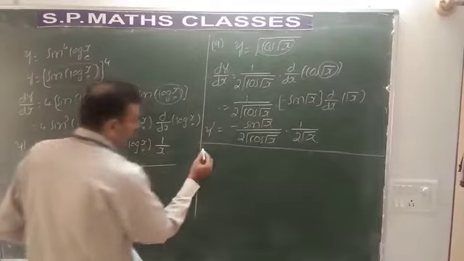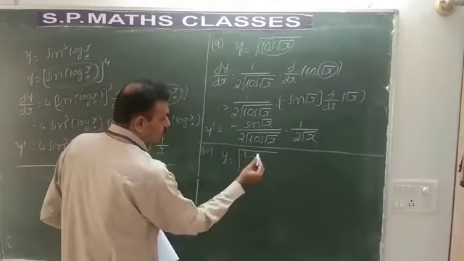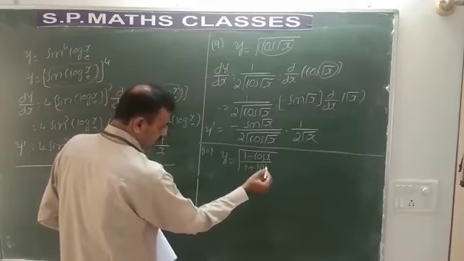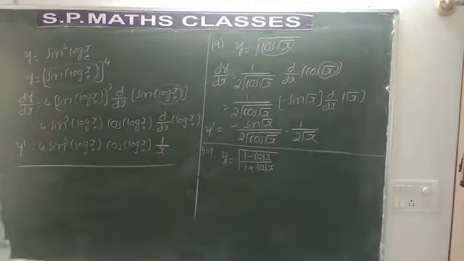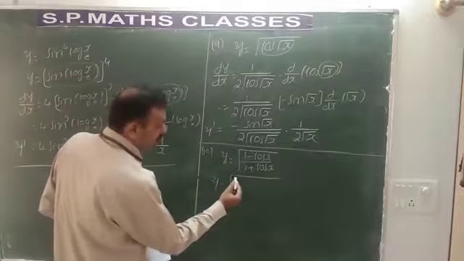I take up the 10th one. Y is equal to root of 1 minus cos x divided by 1 plus cos x. So, to solve this problem, you can directly use chain rule. Otherwise, you can use the formula and then solve it. This is the formula. Y is equal to square root of 1 minus cos x.